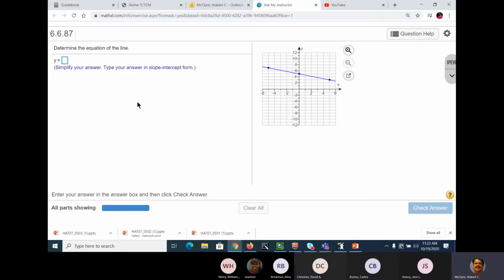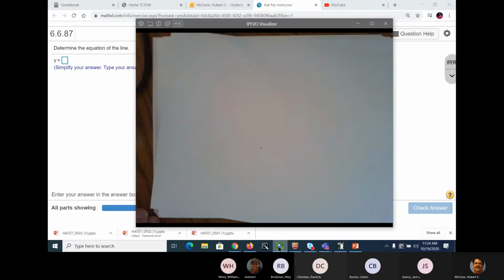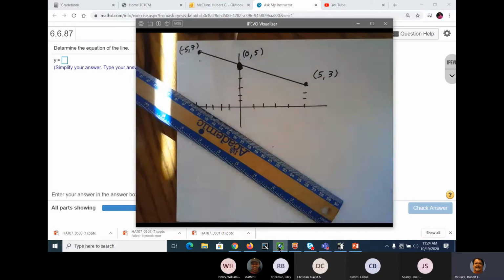Now, of course, mine is not exactly right because I don't have graph paper. So there it is. And this is -5 and 7. Just as soon as I fix those blinds, those cats went back over there. Oh. Hold on, I'm gonna move my paper over a little bit. There.